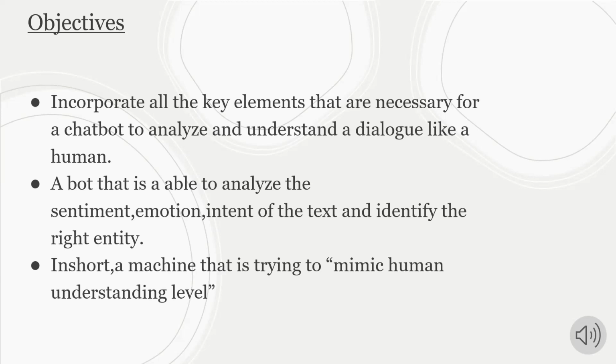And in our research, we studied that there are a lot of key elements that are necessary for a chatbot to analyze before it can actually interpret a dialogue. And what are they? The first thing is the sentiment. So we trained our bot with sentiment analysis, emotion detection, intent classification, and finally named entity recognition. We incorporated all of them so that the bot is able to understand an input text properly. In short, we are trying to train a machine that can mimic human understanding level.